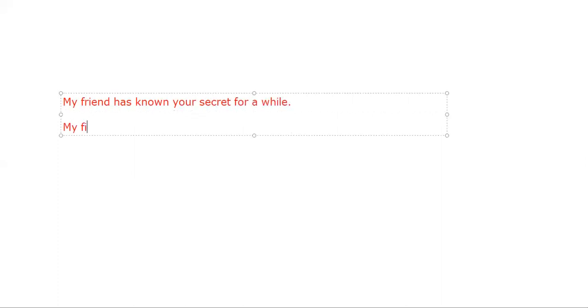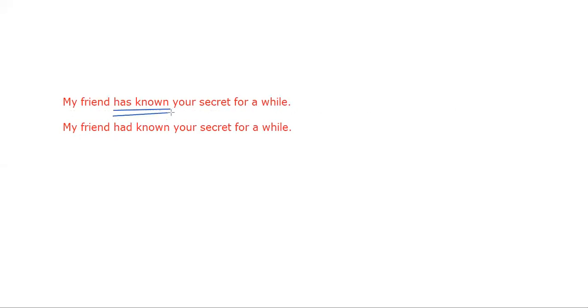So let me type what you just said. Let's say, my friend has known your secret for a while. My friend had known your secret for a while. So that's your example. In this case, has known is the present perfect, and had known is the past perfect.